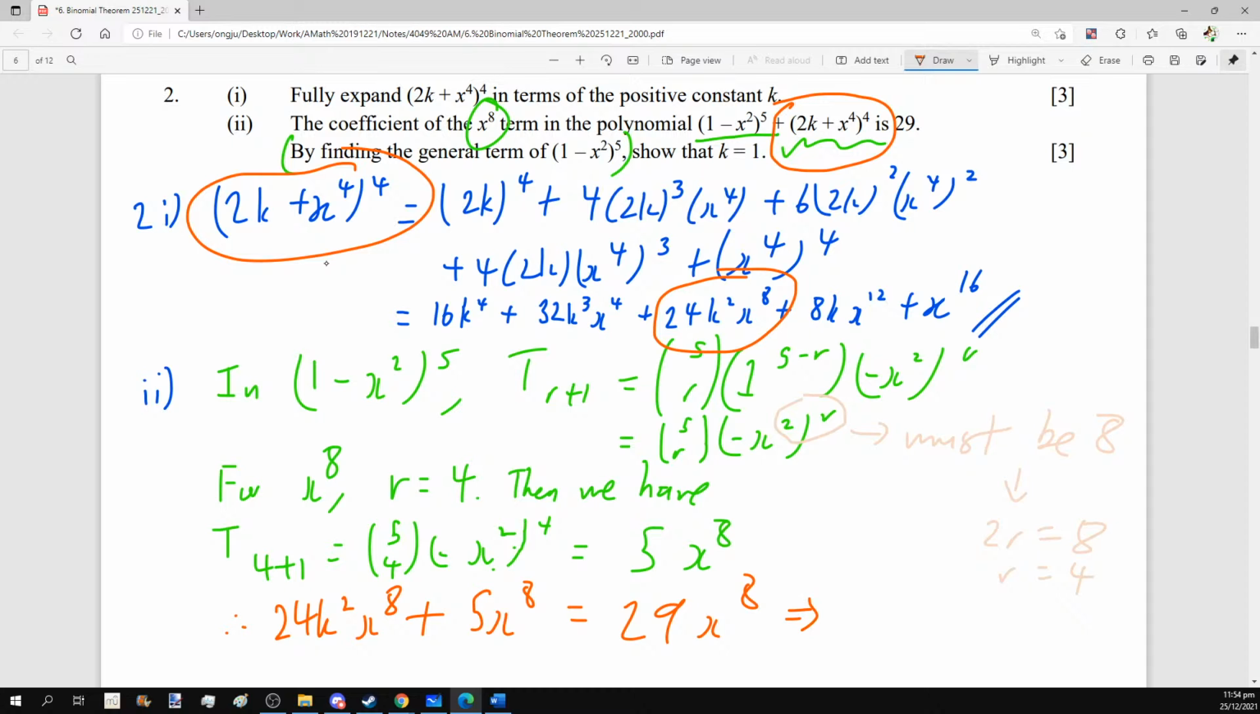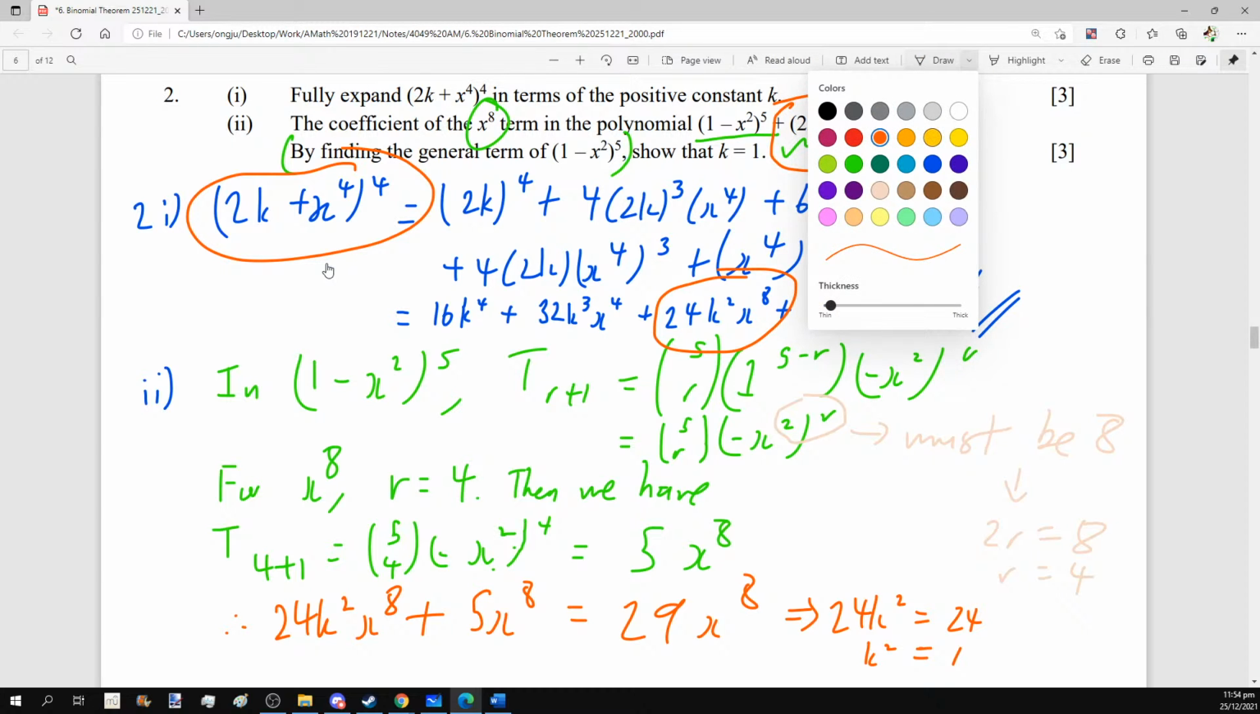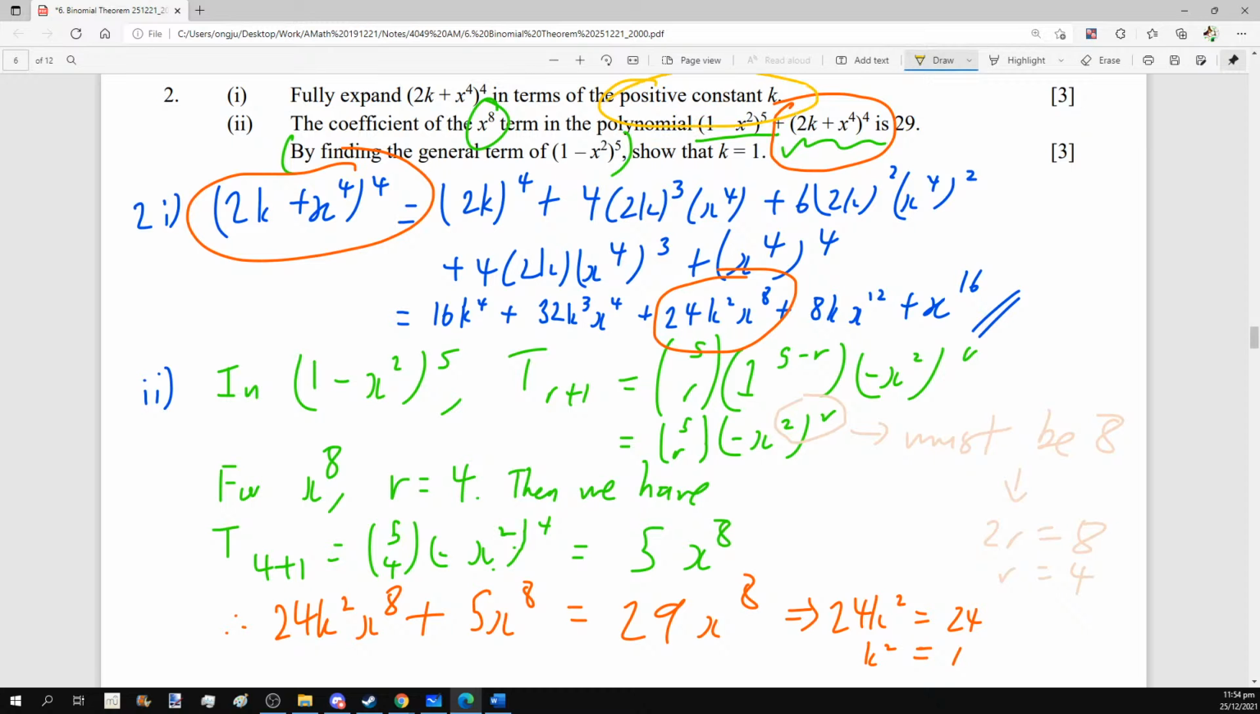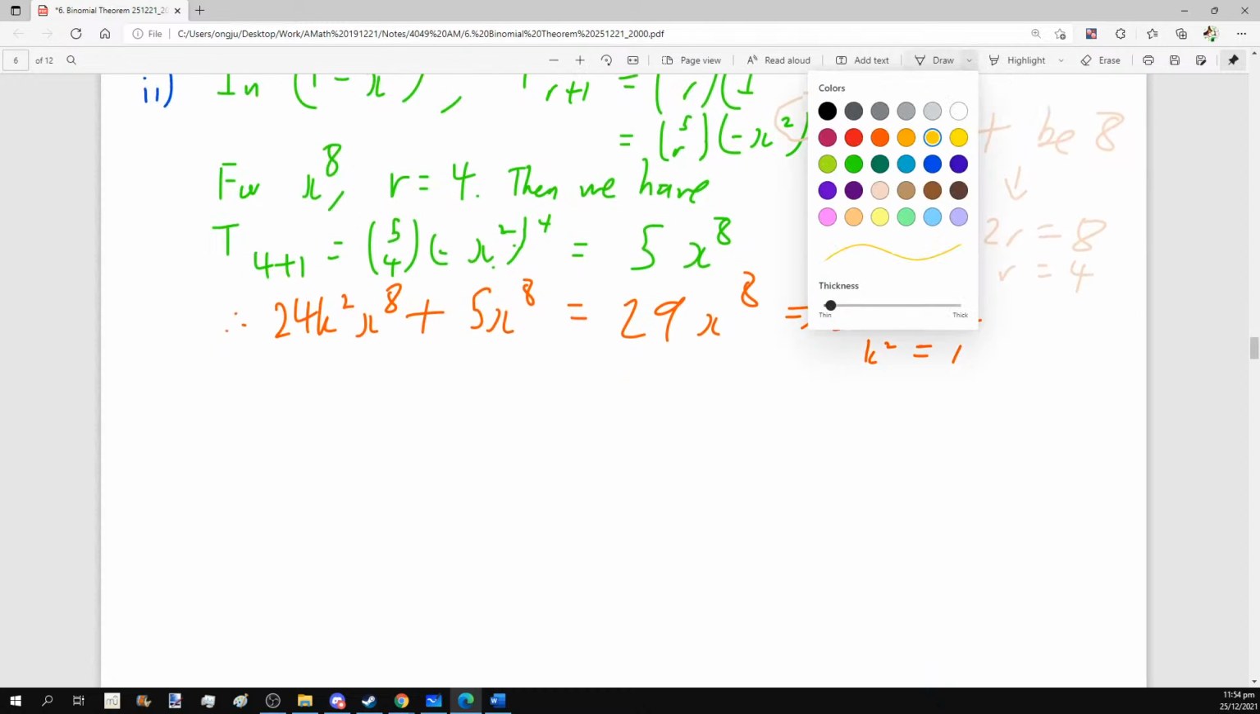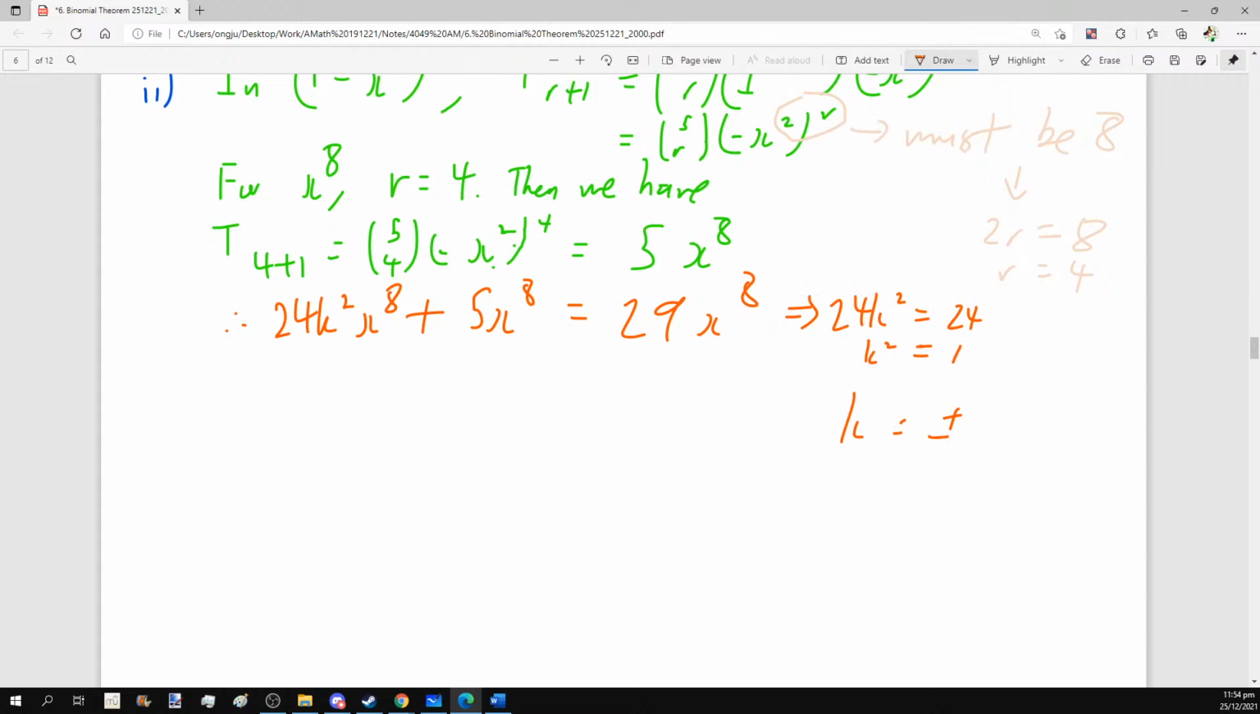And from here, very clearly 24 k squared will be equal to 24. In other words, k squared equals 1. Once you have k squared equals 1, then we are almost done. Do make sure to pay attention to the original question. It says k is a positive constant. Therefore, k equals plus minus square root of 1. Since k is positive, k will be equal to positive 1 and not negative 1. And QED, that is what we wanted to find.